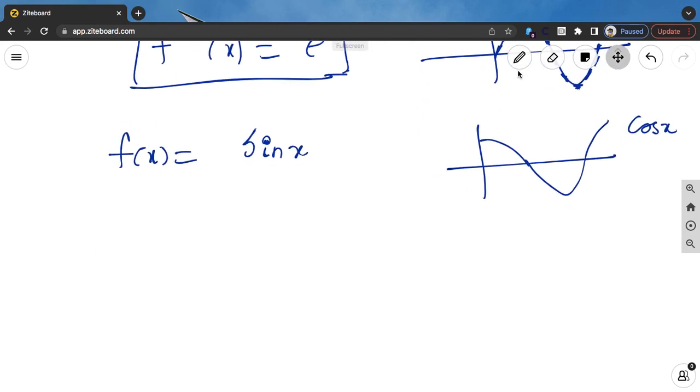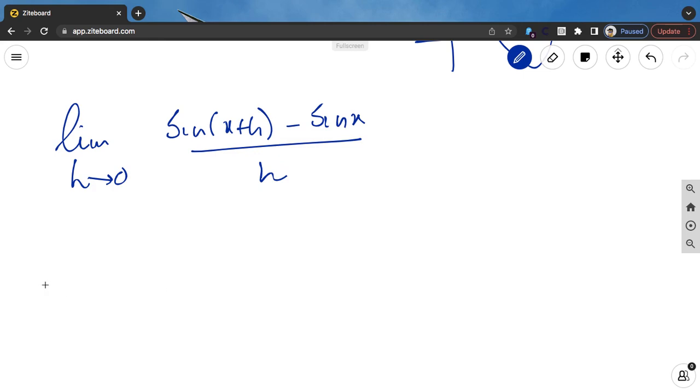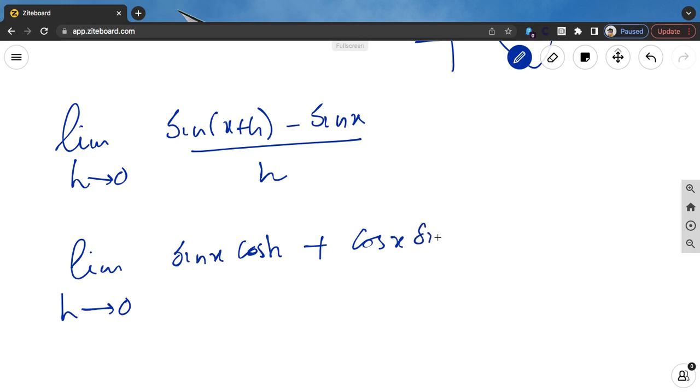Let me verify using first principle. So limit as h tends to 0, sin of (x plus h) minus sine of x upon h. I know the formula for sine of (a plus b), so I'm going to use it. Sine a cos b plus cos a sine b, minus sine x, upon h.